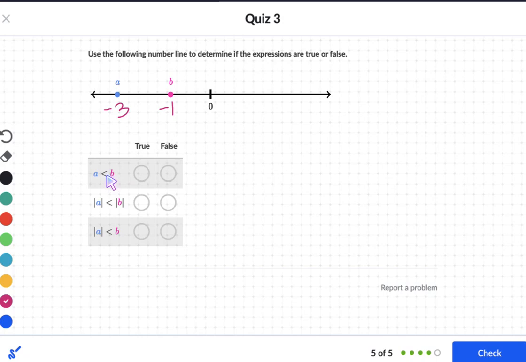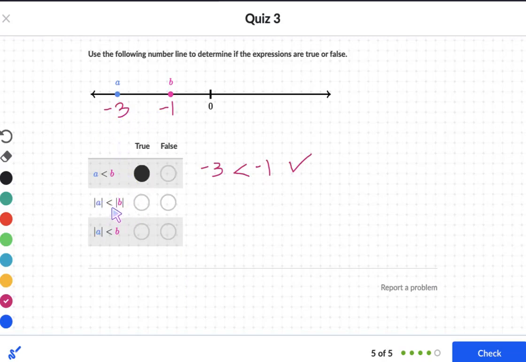So now they want to know, is A less than B? A is negative 3. Is that less than negative 1? Is negative 3 less than negative 1? Yes, because if I owe $3, I have less money than someone who only owes $1. So that's true. It's further to the left compared to B.